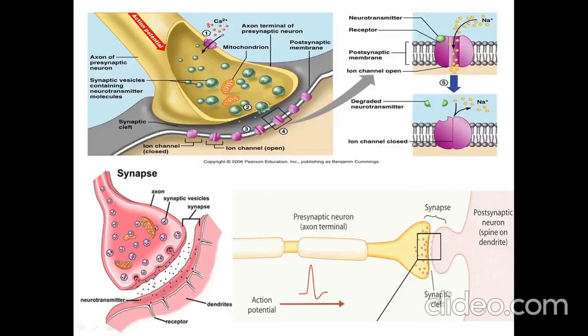Now see in the diagram. This is the presynaptic neuron. This is the postsynaptic neuron. In the presynaptic neuron, there is the presence of the synaptic vesicles. This is the synaptic cleft. In the postsynaptic neuron, there is the presence of the receptor.